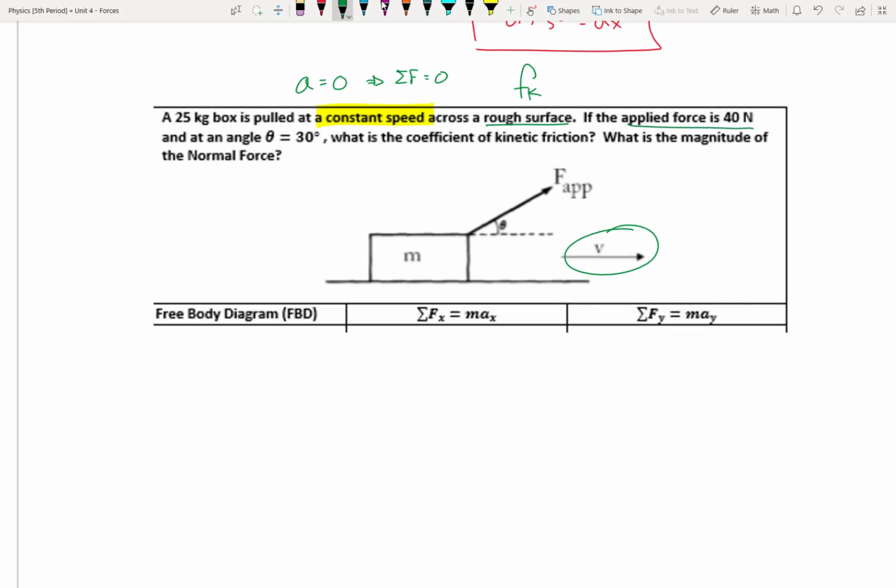We've got an applied force of 40 newtons. We've got an angle. What is the coefficient of kinetic friction? That means mu k is our question mark. And then what is the magnitude of the normal force, Fn?